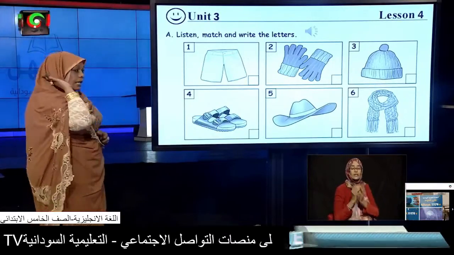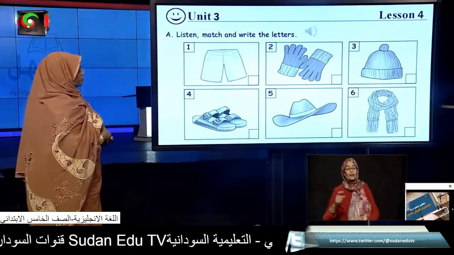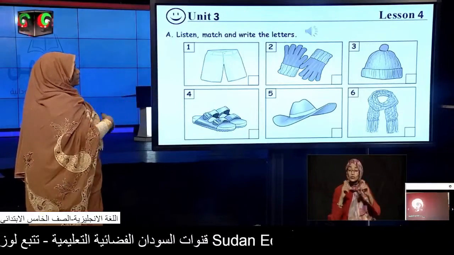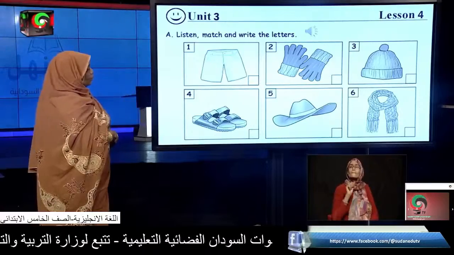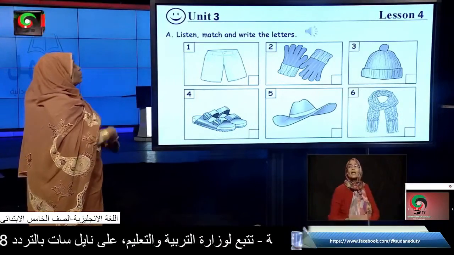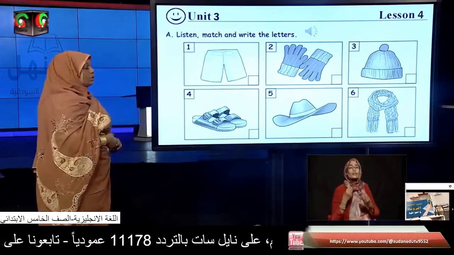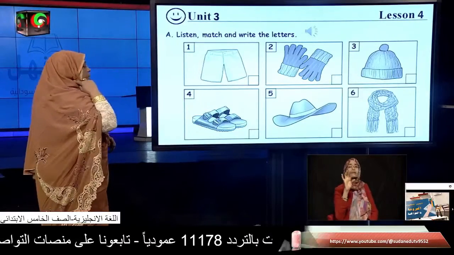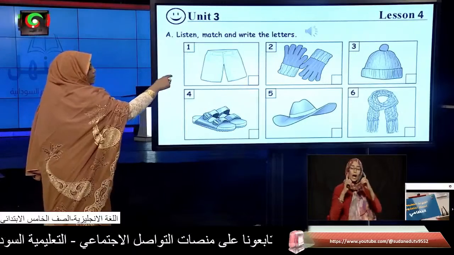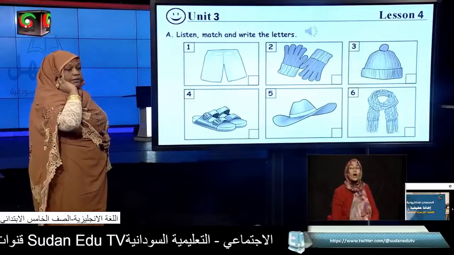Activity A, listen, match, and write the letters. As you see here, you find 6 pictures. In each picture, you will find a type of clothes. Okay? And you have squares. These squares are empty. When you listen to the letter that describes the picture, you are going to write the letter in this square. Okay? Now, are you ready?